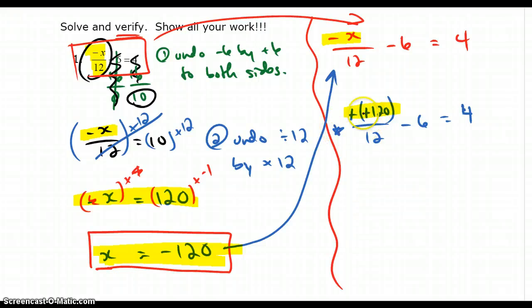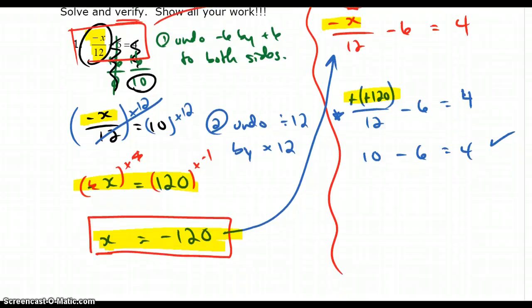Back over here now, we've got 120 divided by 12, so that is 10. 10 minus 6 equals 4. Yes, it checks. We get the right answer, and our signs are all good, so we know we did our math right. Right? We know this is correct.